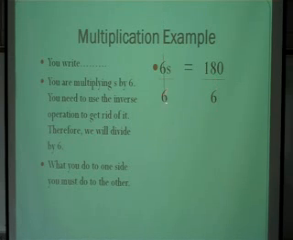The two 6s will cancel out. 6 over 6 is 1, and 1 times s is s, so it leaves s by itself. This side will give you the answer. 180 divided by 6 is 30.